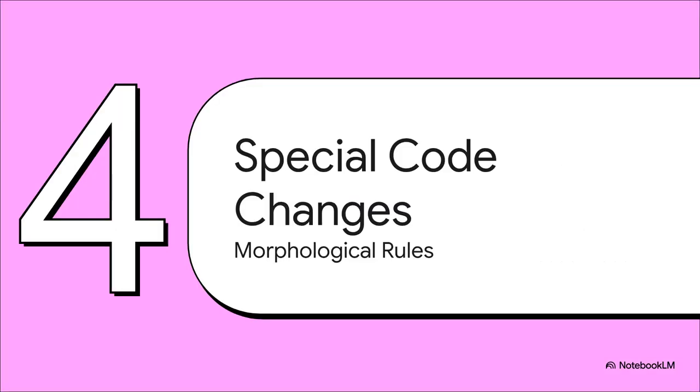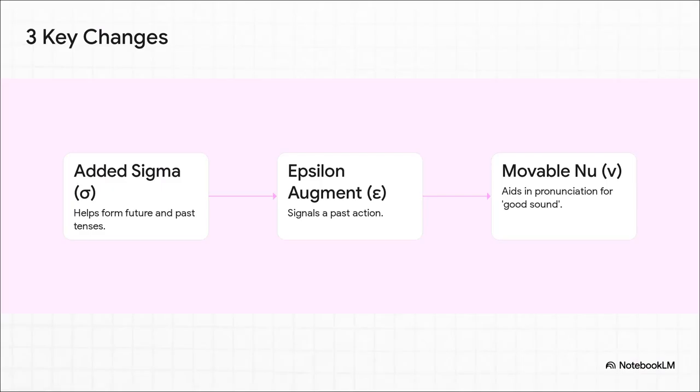Now, as if that weren't efficient enough, Greek has a few other little tricks up its sleeve. Let's call them special code changes that make the language even more precise and, believe it or not, a lot easier to say out loud. We're going to quickly cover 3 of these. And actually, we've already met the first 2. The added sigma that helps with future and past tenses, and the epsilon augment that's like a timestamp for the past. But let's check out that 3rd one, a really neat little feature called the movable nu.